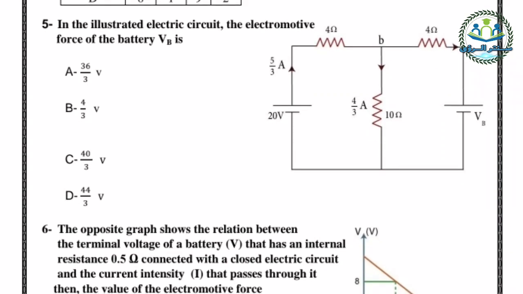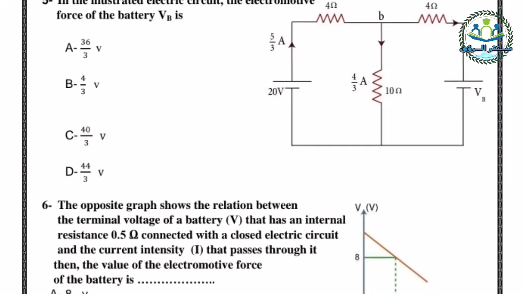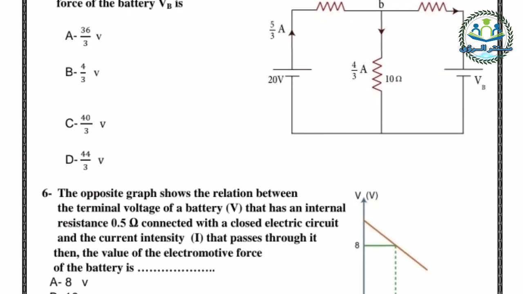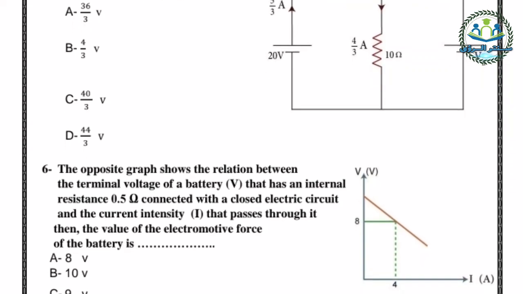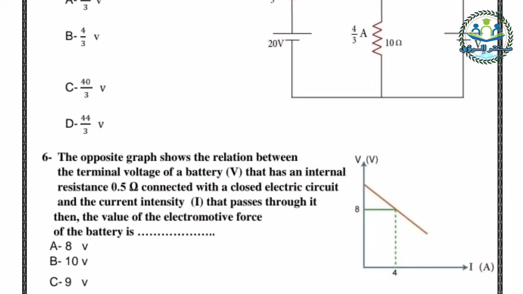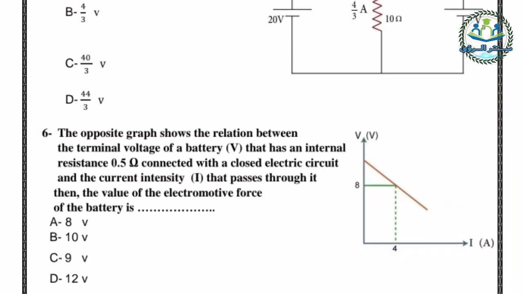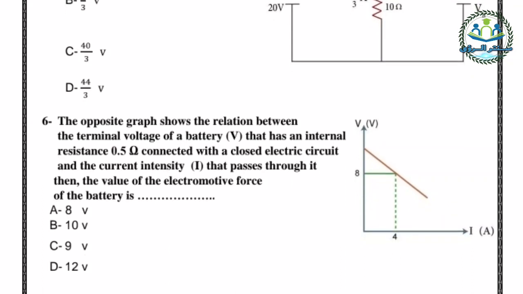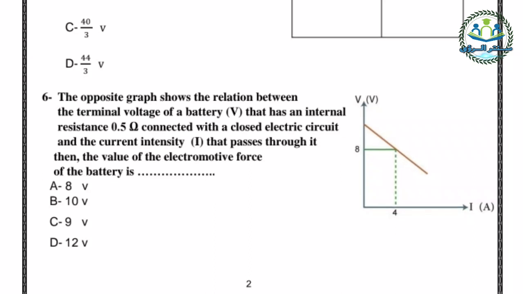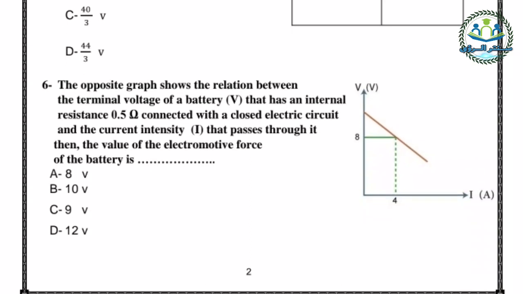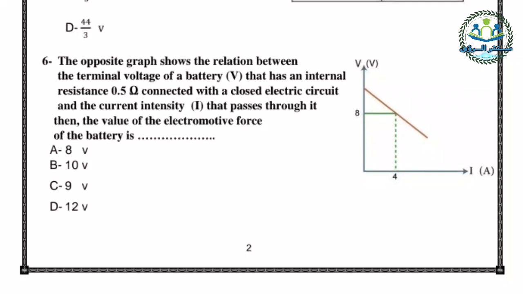6. The opposite graph shows the relation between the terminal voltage of a battery, V, that has an internal resistance 0.5 ohm, connected in a closed electric circuit, and the current intensity, I, that passes through it. Then the value of the electromotive force of the battery is: A) 8 V; B) 10 V; C) 9 V; D) 12 V.